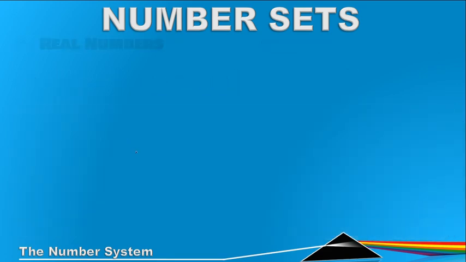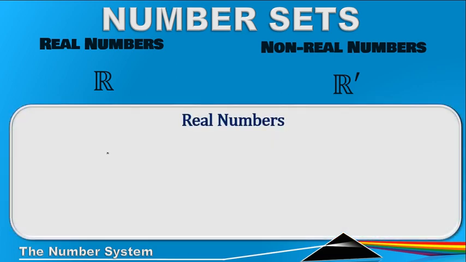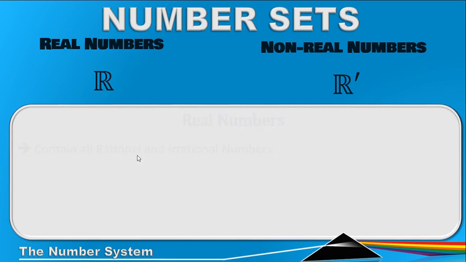Right, now the next type of division we have is between real numbers and non-real numbers. Now all the numbers we've handled so far, including all our rational and irrational numbers, are all real numbers. So it contains all the rational and irrational numbers, everything we've done so far. And then what does non-real numbers mean? Non-real numbers are actually numbers that do not exist. Okay, and there are two types of non-real numbers.